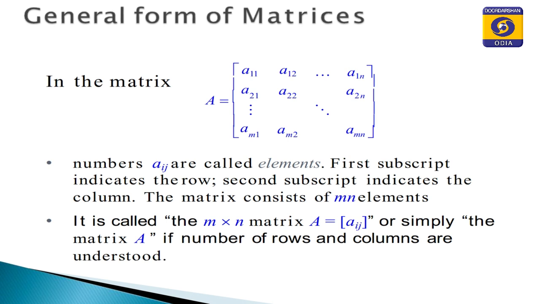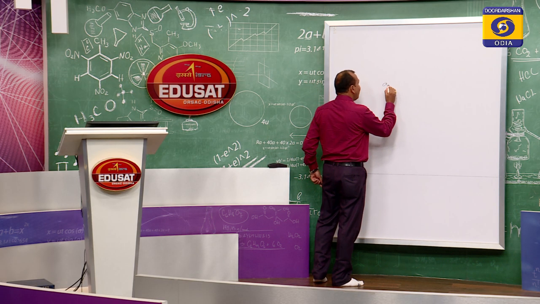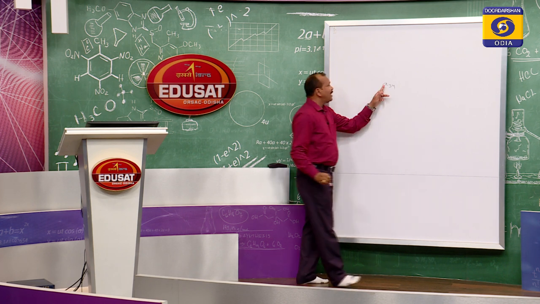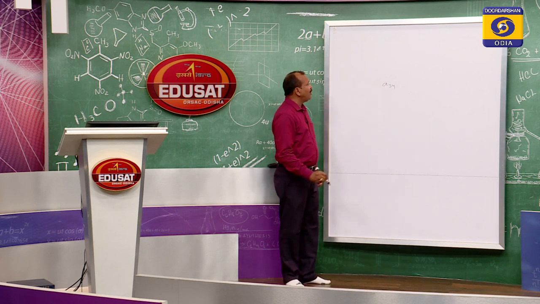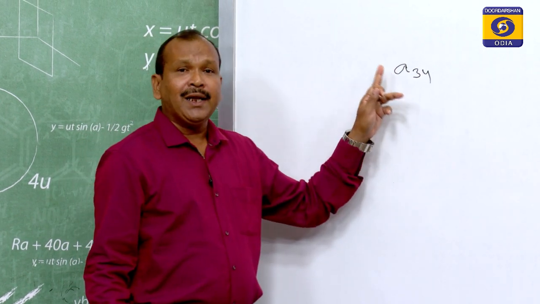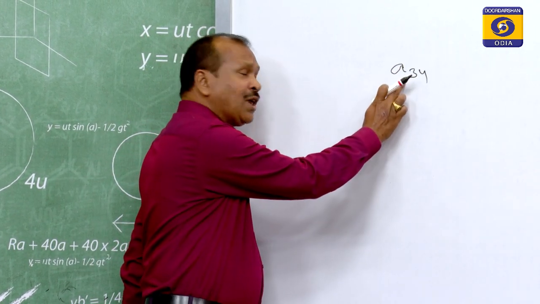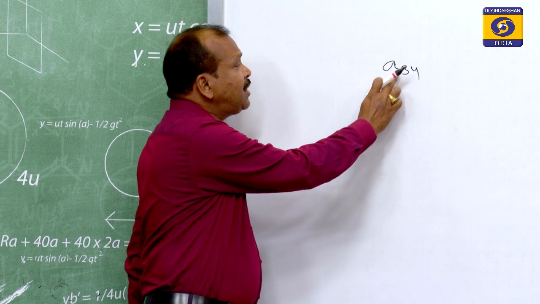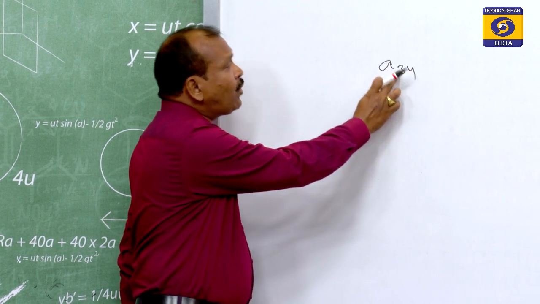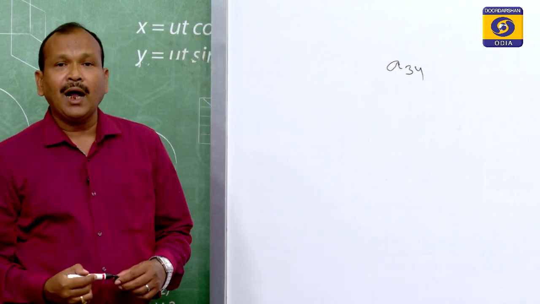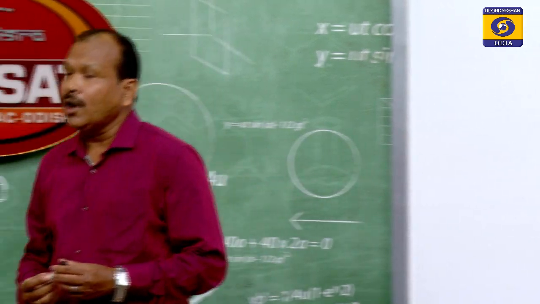Suppose we say a34. That means a34 is an element in the matrix which lies in the third row and fourth column.